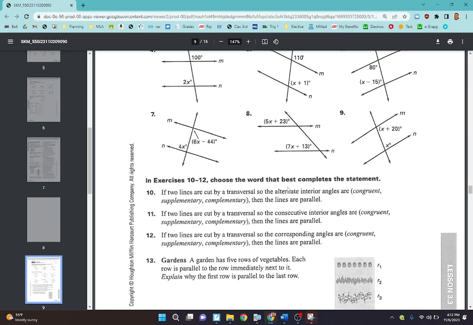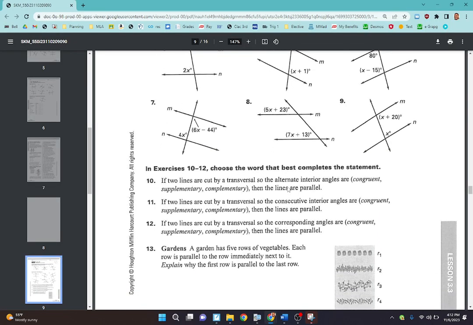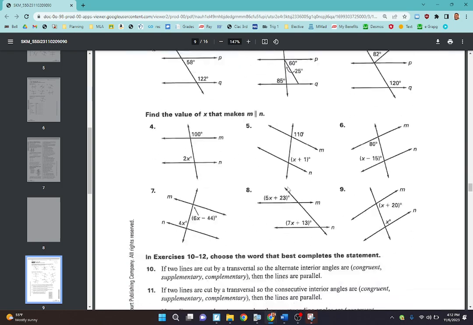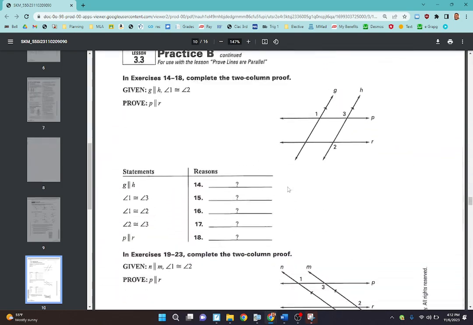What do you mean? Supplementary is equal to 180, congruent? I don't think I know what a practice said. Any other questions on 3.3?